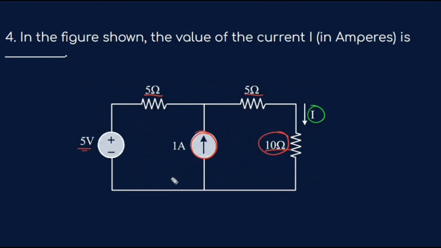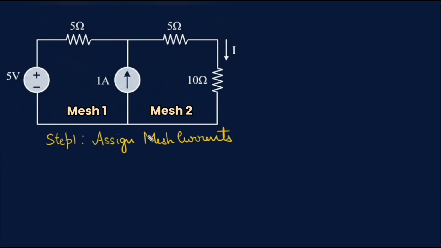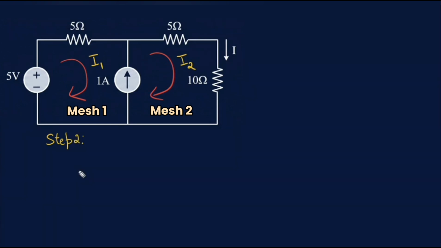Now let's solve it step by step. Step 1. Assign mesh currents. First let's assign mesh currents to the two meshes. Let the left mesh current be I1 in the clockwise direction and the right mesh current be I2 also in clockwise direction. Step 2. Identify the supermesh.